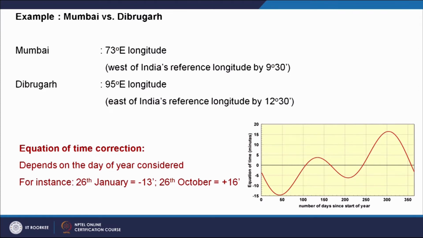For example, if you take 26th January, it comes somewhere here, the 26th day of the year, and the time correction will be minus 13 minutes. If you take 26th October or 27th October, which is somewhere around the 300th day of the year, the time correction will be plus 17 minutes.